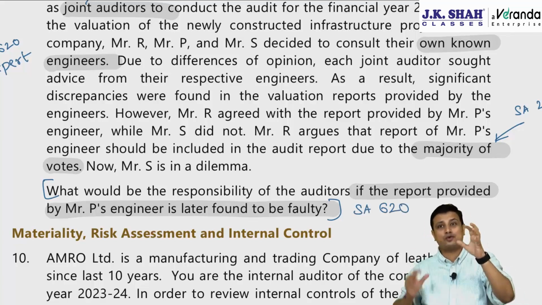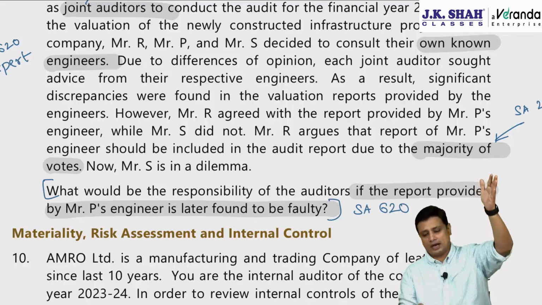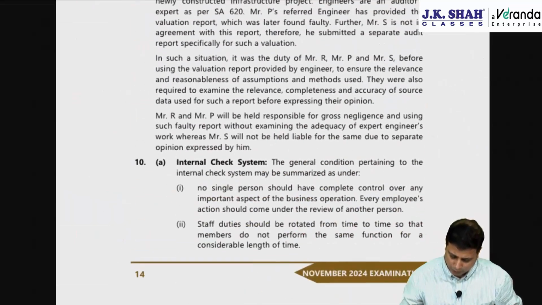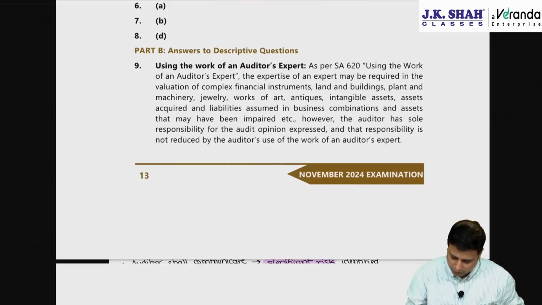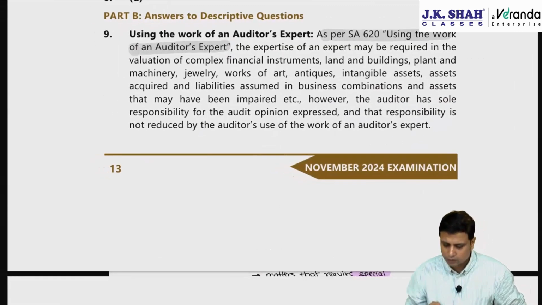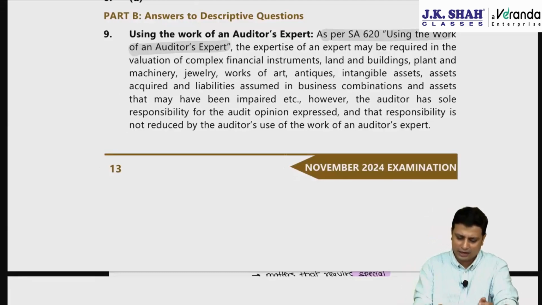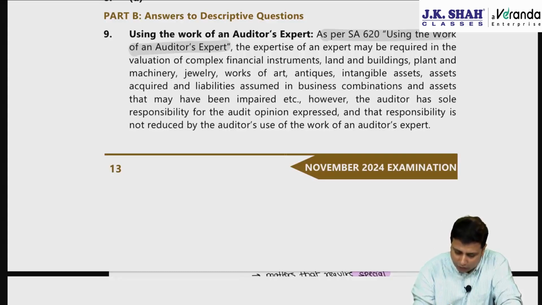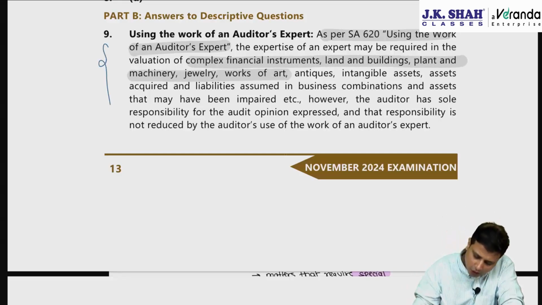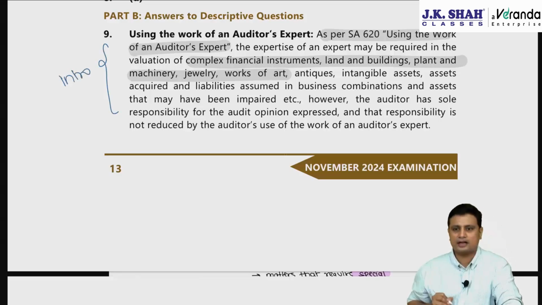So the first point is to identify which standard it is, because if you end up writing as per SA 299, you will not get any marks. So this is SA 620. So whenever you use the work of an expert, you will have to start your answer as per SA 620, using the work of auditor's expert. Then you will have to write as an introduction where we can use the work of the expert. For example, we can use it for the valuation of complex financial instruments, land and building, machinery. So it is just an introduction of where all we can use the work of the expert.